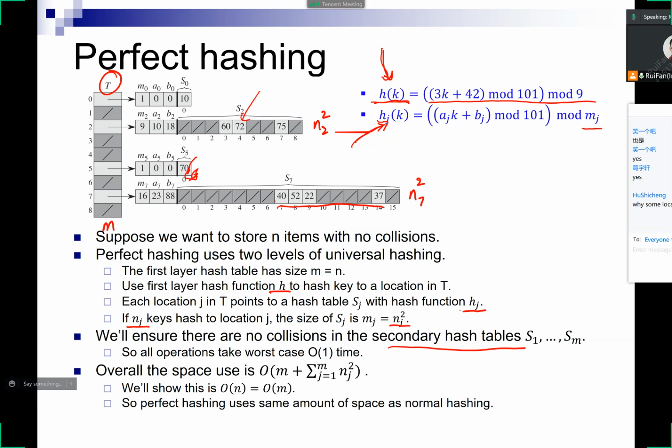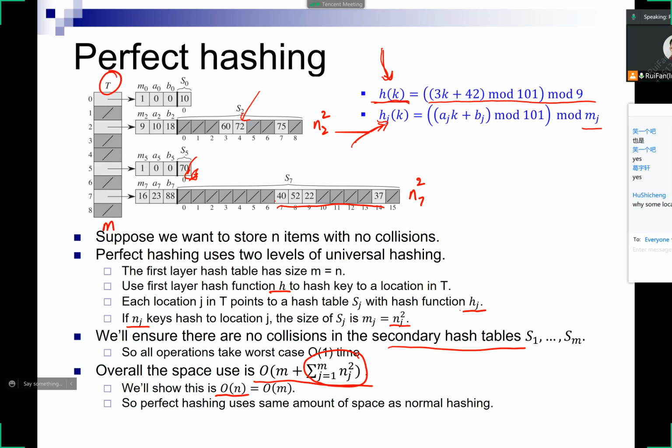So I see there's a question, but let me just finish what I'm saying over here. What we're going to show is that altogether, this entire hash table, the top level plus all the second level hash tables, the size of that, this is for the top level hash table, and this is the size of all the second level hash tables, is going to be order m. Where m is order n. What I want to show is that this is order n, where n is the number of keys that you're storing.